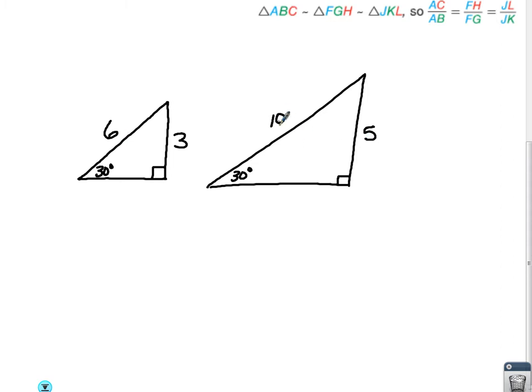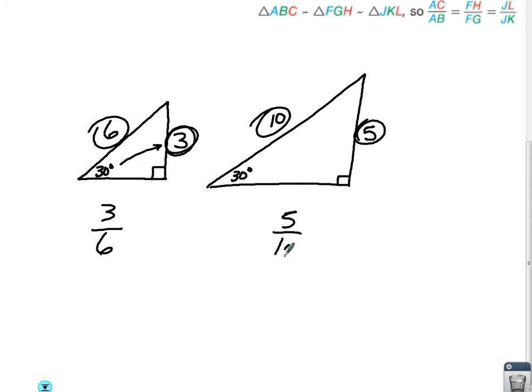Look at the ratios there. In a 30, 60, 90, the ratio of the opposite side, or the ratio of this shorter side to the hypotenuse, so that's a 3 to 6 ratio. In this 30, 60, 90, the ratio of the shorter side to the hypotenuse here is 5 to 10. Notice anything about those 2 ratios? They're both a half.